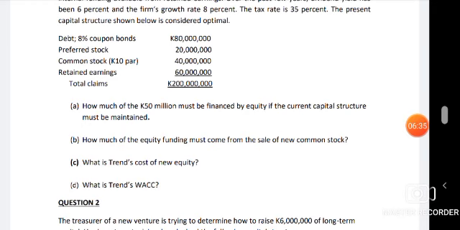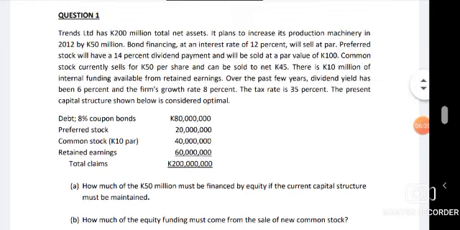How much of equity funding must come from sale of new common stock? How much of equity funding? Look at the particular question. Okay, you want to raise a total of 25 that equity should supply, from what we've determined. Now they're saying how much of equity funding must come from the sale of new common stock, because you need 25, but how much should come from the sale of new?